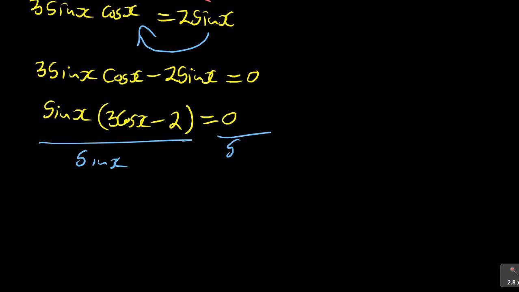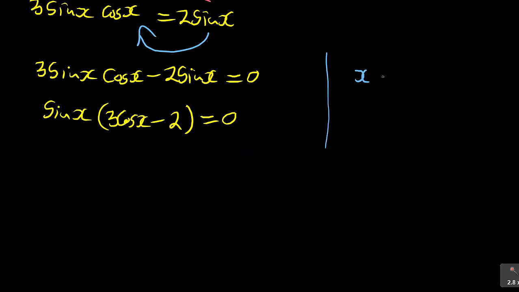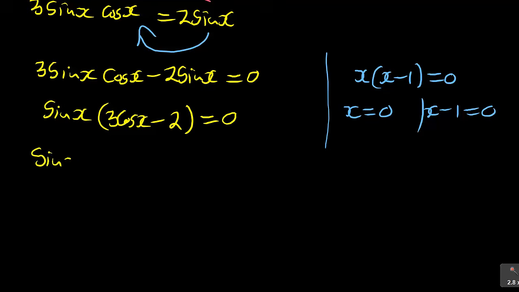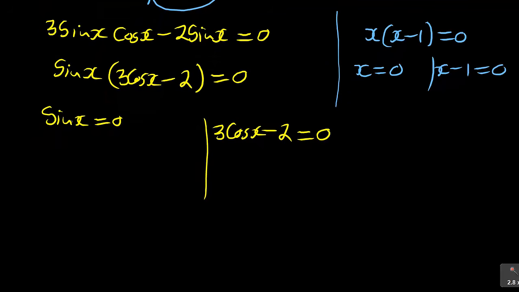What you do, similar to this part, let me show you. Usually, remember, when you've got x times x minus 1 is equal to 0, what do you say? You say either x is equal to 0 or x minus 1 is equal to 0. So that's what we do here. You're going to say either sine x is equal to 0 or 3 cos x minus 2 is equal to 0. That is why I say don't lose your sine. You see, there is your sine. So the first one, how do we find x? x is equal to arc sine 0.